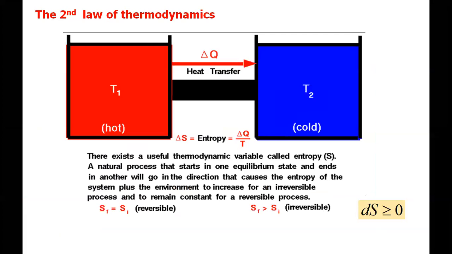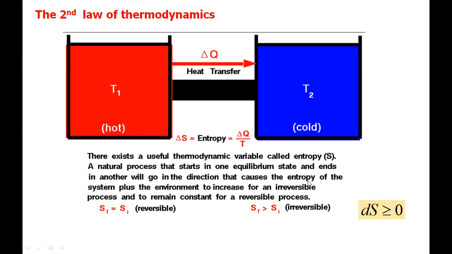In the previous lecture we talked about entropy, and we said that if we have system 1 at hot temperature T1 and system 2 at low temperature T2, we have heat transfer from T1 to T2, from hot to cold, and this is delta Q. So delta S is the entropy, and in this case delta Q over T equals delta S, the entropy. So there exists a useful thermodynamic variable called entropy.